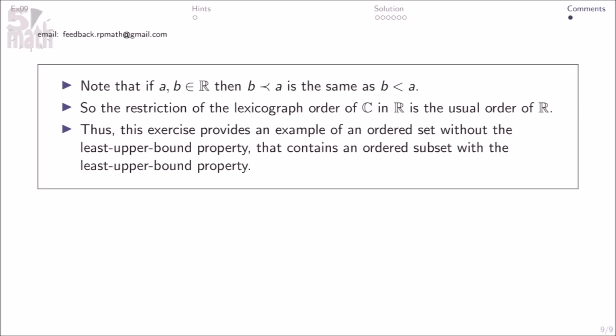Note that if A, B are in real numbers, then B precedes A is the same as B less than A. So the restriction of the lexicographic order of complex numbers to real numbers is the usual order of real numbers. Thus, this exercise provides an example of an ordered set without the least upper bound property that contains an ordered subset with the least upper bound property.